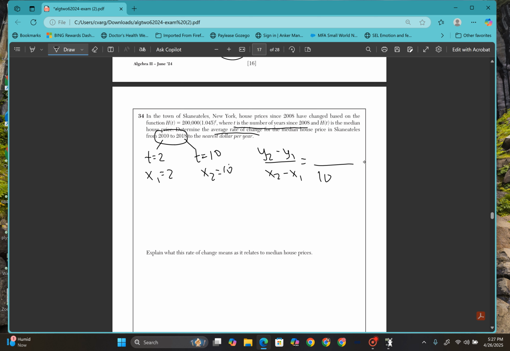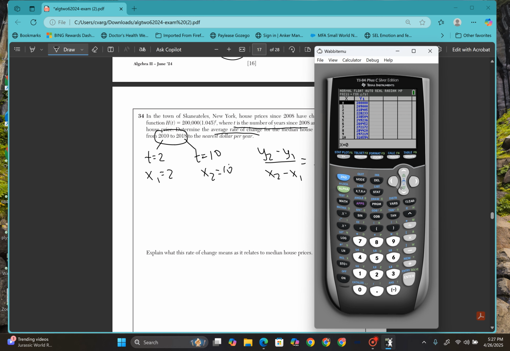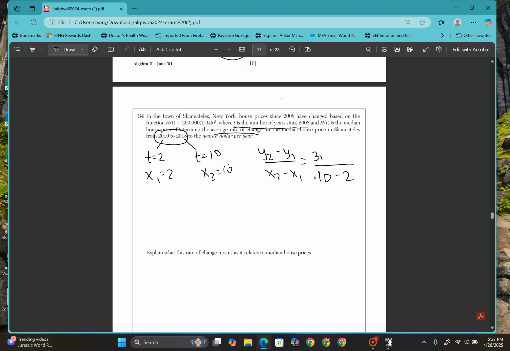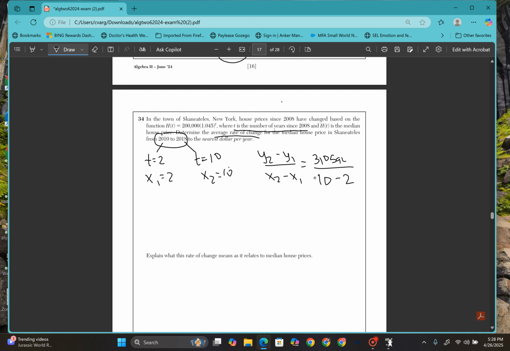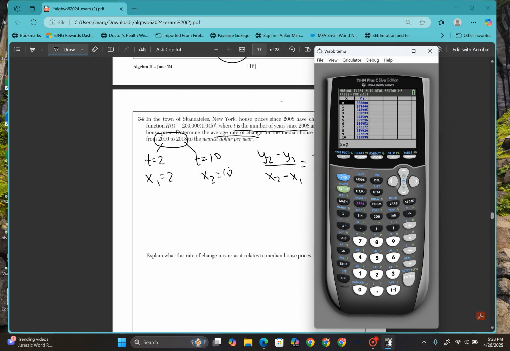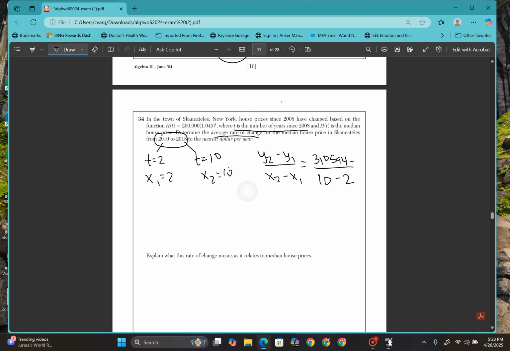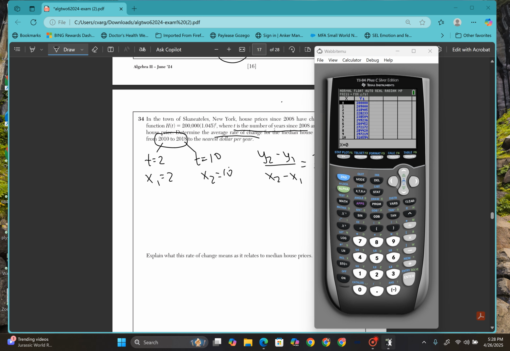So I'm going to put this down. 10 minus 2. And then to find my Y values, I'm going to go across from the number 10. So across from 10, I have 310594. So 310594 minus, and then the number that's across from 2 is 20900. So 20900. And then this whole thing just literally goes into the calculator.